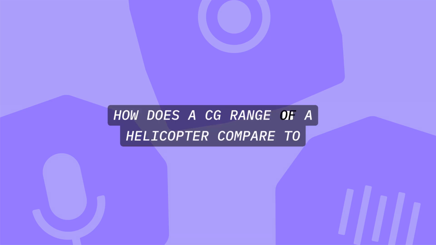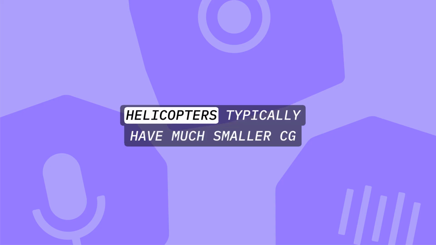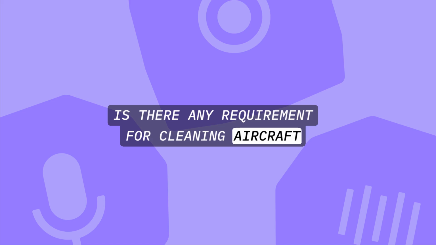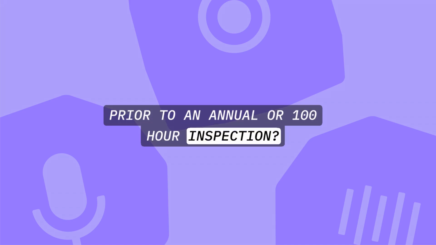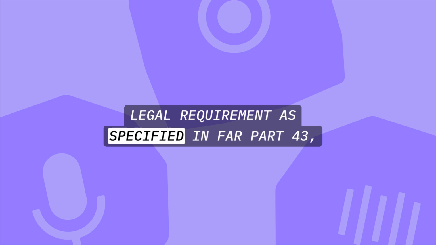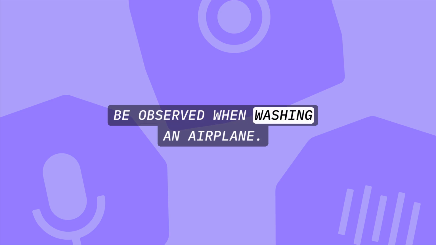How does the CG range of a helicopter compare to that of a fixed-wing airplane? Helicopters typically have much smaller CG ranges. Is there any requirement for cleaning aircraft prior to an annual or 100-hour inspection? It is not only good common sense, but it is a legal requirement as specified in FAR Part 43, Appendix D. Discuss the general precautions that should be observed when washing an airplane.